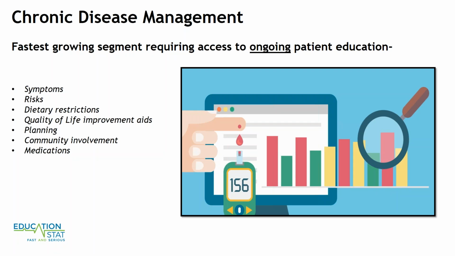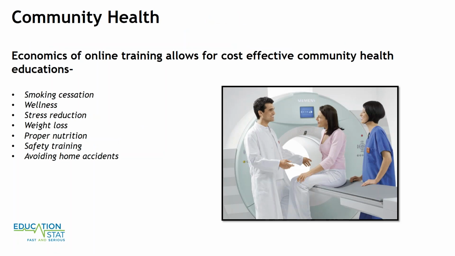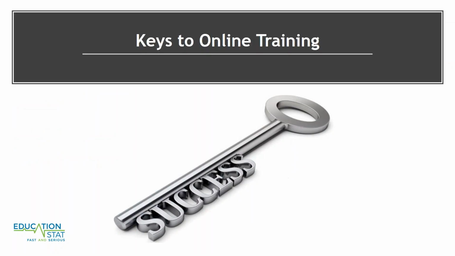And we can develop courses, obviously, in each of those and offer those out to a community. And then finally is community health. The economics of online training allows for cost-effective community health education that includes smoking cessation, wellness, stress reduction, weight loss, proper nutrition, safety training, avoiding home accidents. You can see there's a lot of programs that apply specifically to community health.